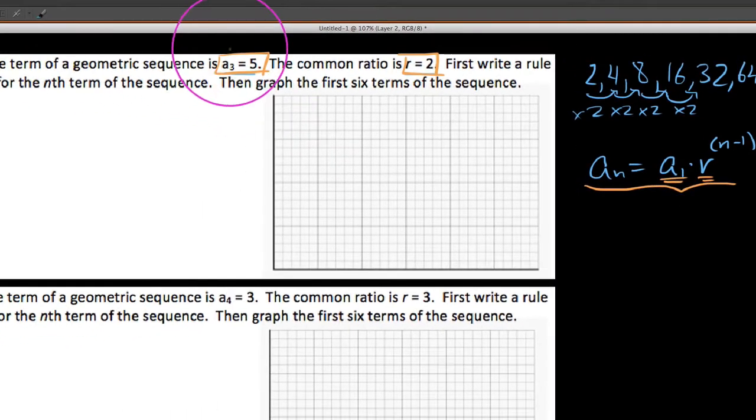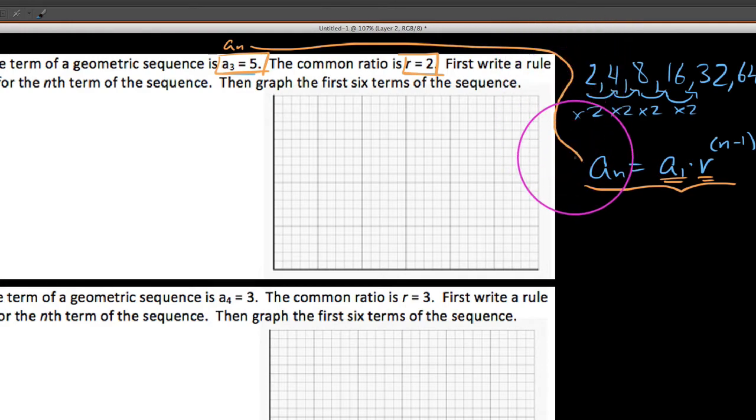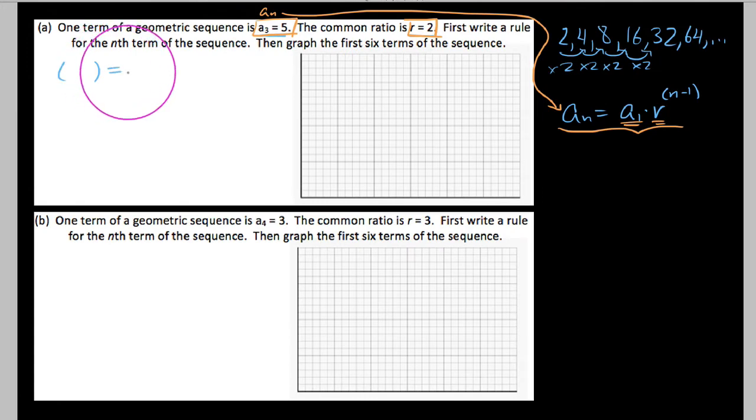However, this information we've been given, a3 equals 5, is like an an, and we can actually plug it in. So we're going to plug into this equation here. We say a sub n equals my first term, which I don't know, times r, which we know, to the n minus 1. Now a sub n equals 5, I'm getting this from right here, and this is true when n equals 3. So we put a 3 up here for our n, and we have a base of 2. All we did was plug in everything we knew. Now we're going to solve for the one thing we don't know, which is a1.